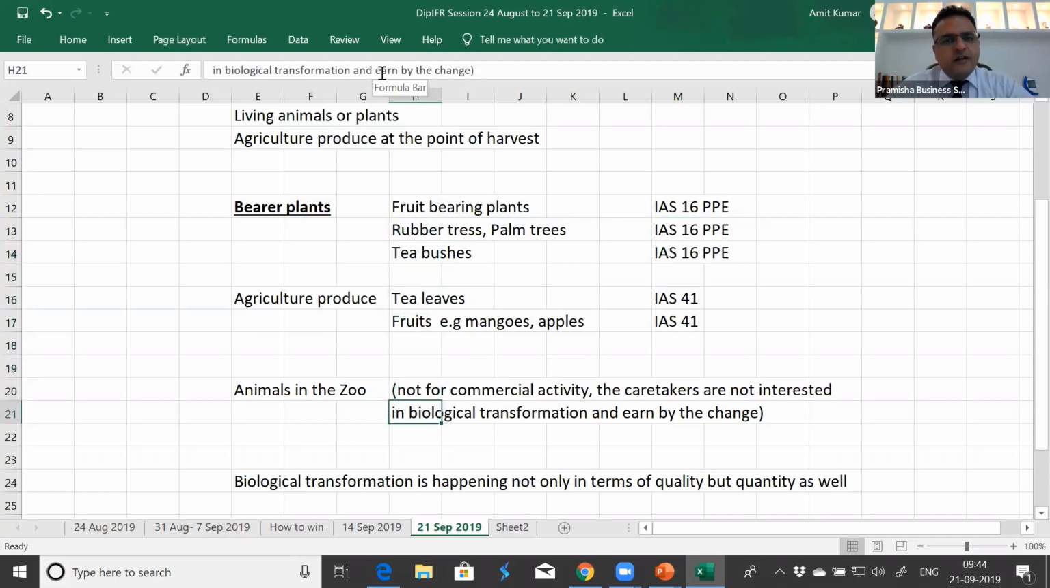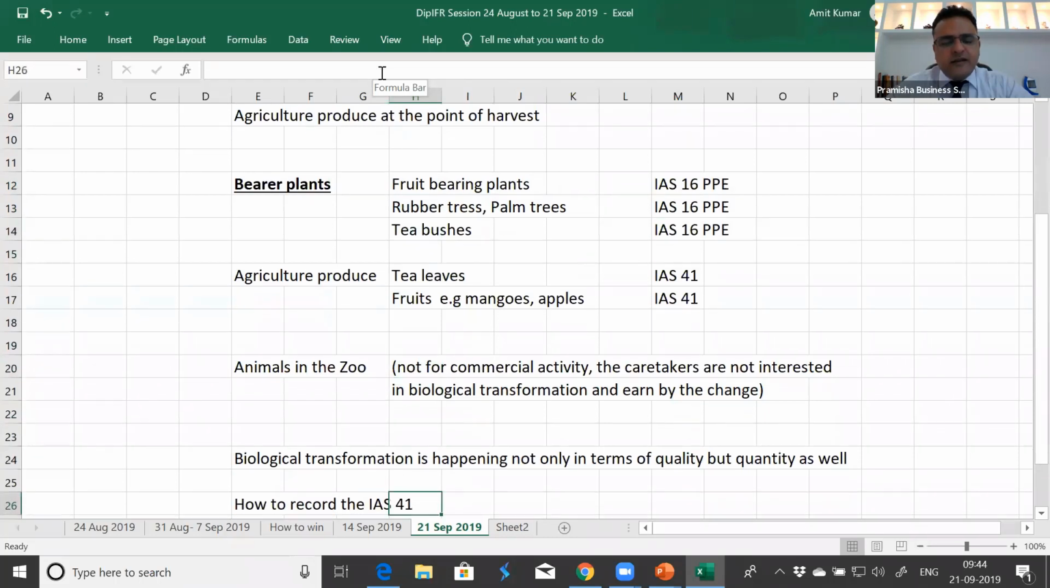Don't confuse this bearer plant amendment with animals. And animals in the zoo are not for commercial activity, which is the reason they don't come under the scope of IS 41 agriculture.